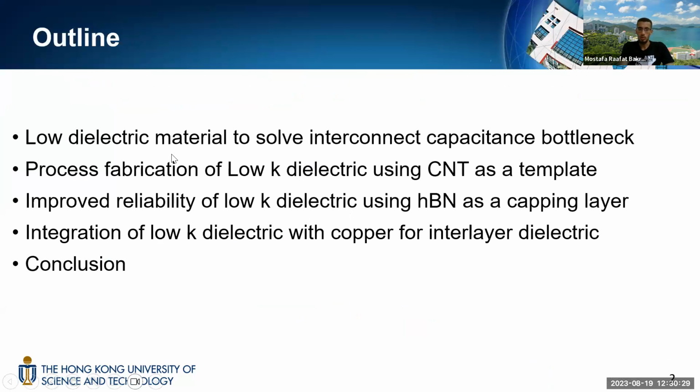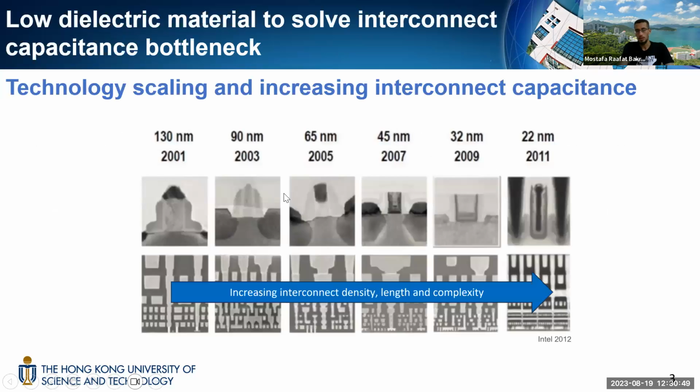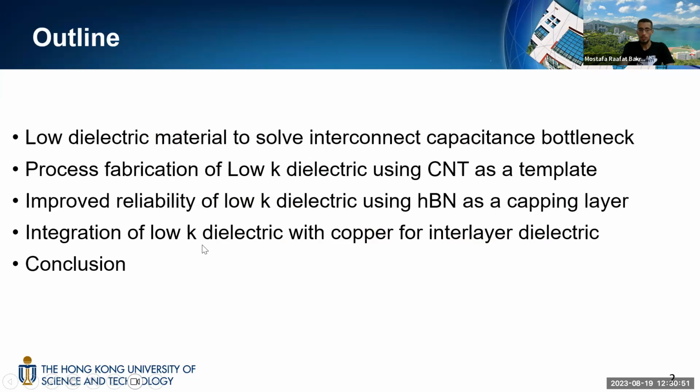First, I'm going to give a background about low K dielectric material as a solution to reduce the interconnect capacitance. Then the first main part is about the process fabrication of low K dielectric material using CNT as a template. The second main part is about the improved reliability of low K dielectric using HBN as a cap layer. And the third and last main part is about the integration of low K dielectric material with copper for interlayer dielectric. And finally, a conclusion about my presentation.